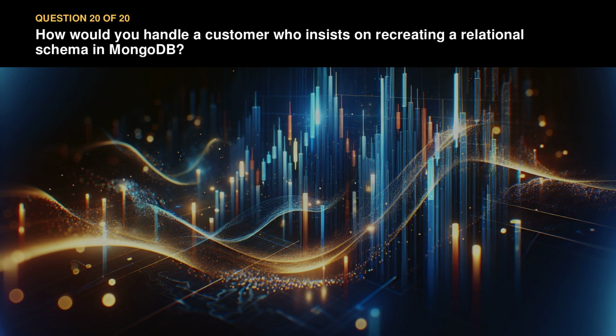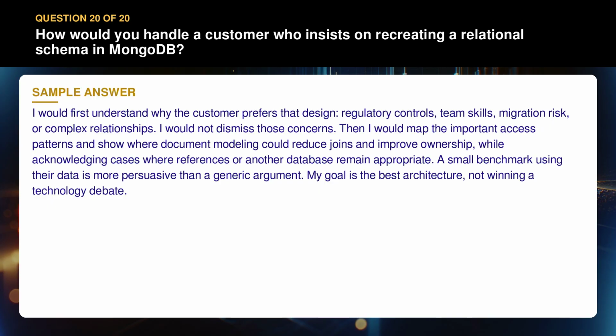Question 20. How would you handle a customer who insists on recreating a relational schema in MongoDB? I would first understand why the customer prefers that design, regulatory controls, team skills, migration risk, or complex relationships. I would not dismiss those concerns. Then I would map the important access patterns and show where document modeling could reduce joins and improve ownership, while acknowledging cases where references or another database remain appropriate.